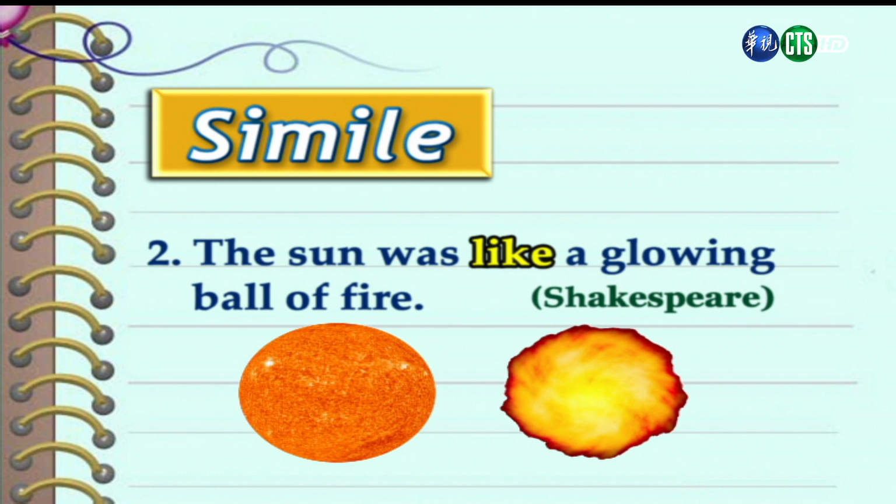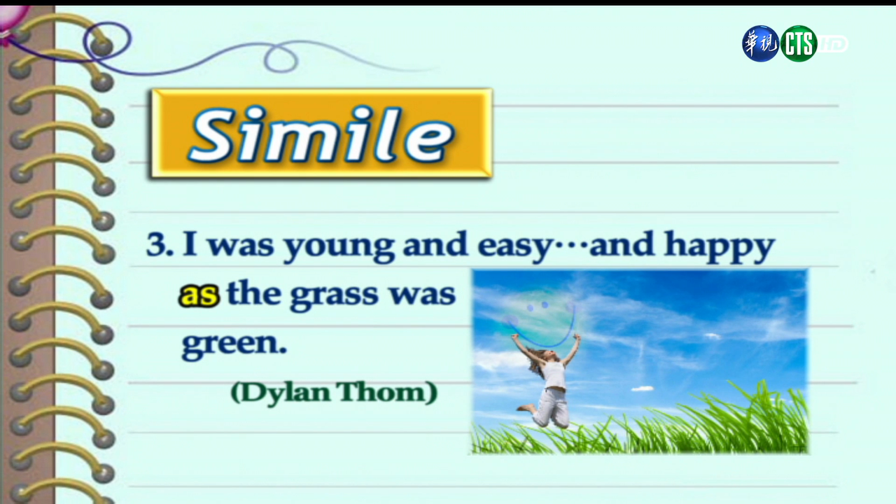We have this one. The sun was like a glowing ball of fire. This is a sentence written by Shakespeare. All right, and go on to number 3. I was young and easy and happy as the grass was green. Here the feeling of happiness is compared to green grass, and we use as as the connective for the simile.